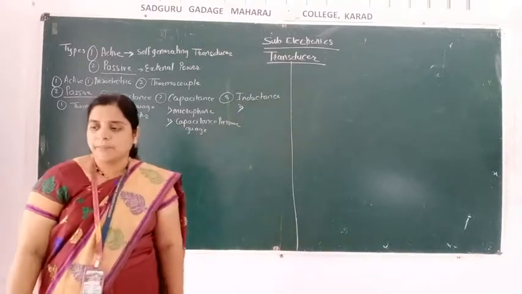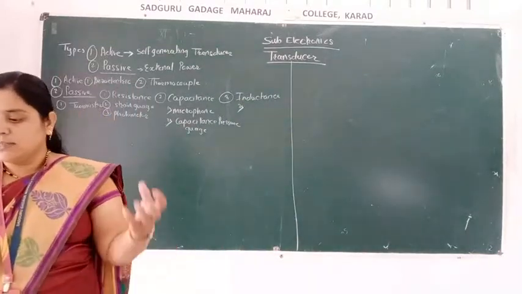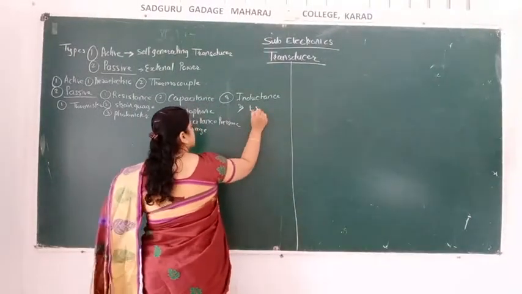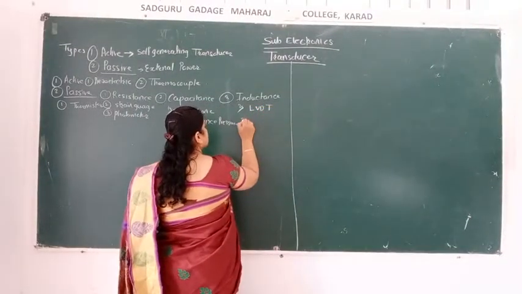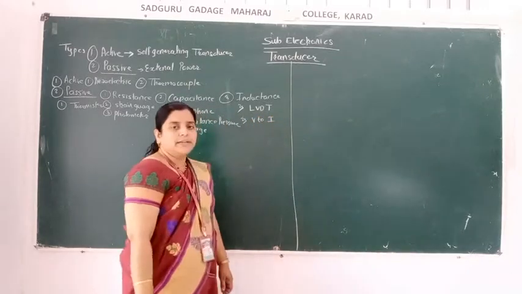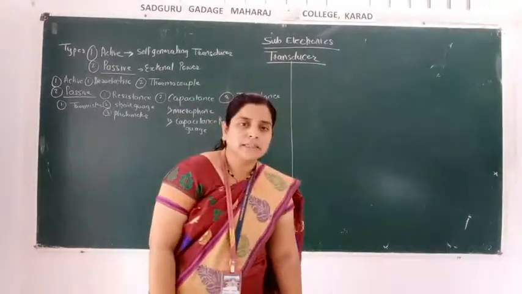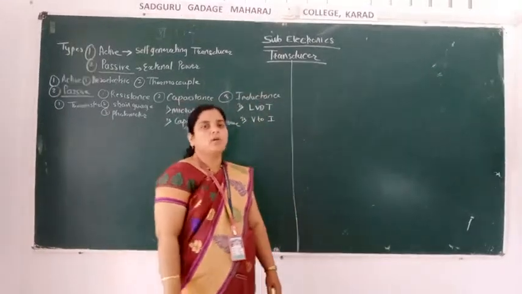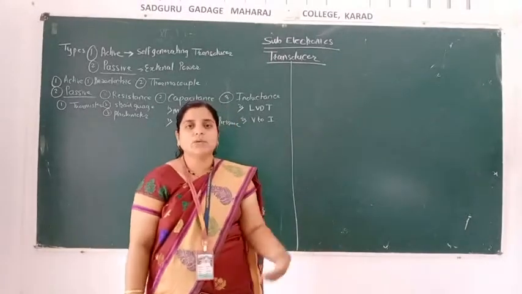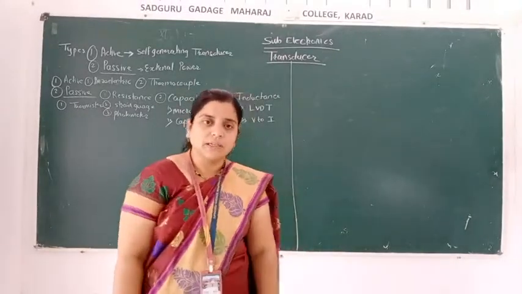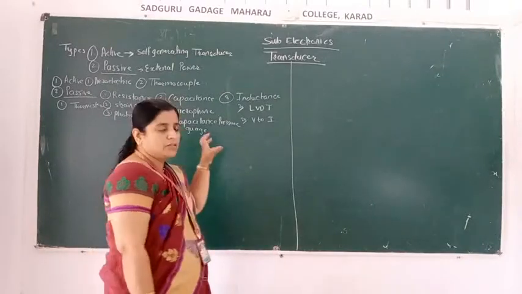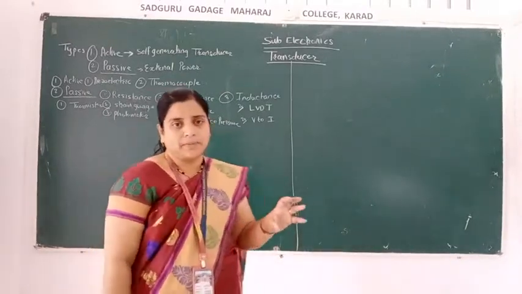And the inductor type is also of two types. That is the LVDT transducer, and the second is the V2I converter transducer. LVDT means linear variable differential transformer or transducer. And last is V2I, that is the voltage to current converter transducer. So these are the main transducers which are in your syllabus.